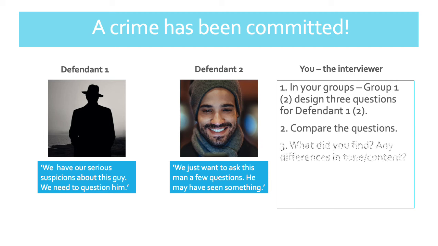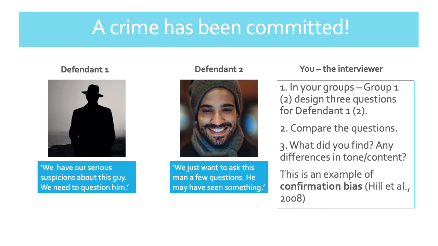What did you find? Did you find any differences in tone or content depending on whether you thought the defendant may have done the crime or whether you were pretty convinced he actually was someone who just may have been a witness? If there was a difference in tone or in content of the questions between the person whom you thought was probably guilty and the person whom you thought was probably innocent, then you have just fallen victim to the confirmation bias. And here's the reference for this.